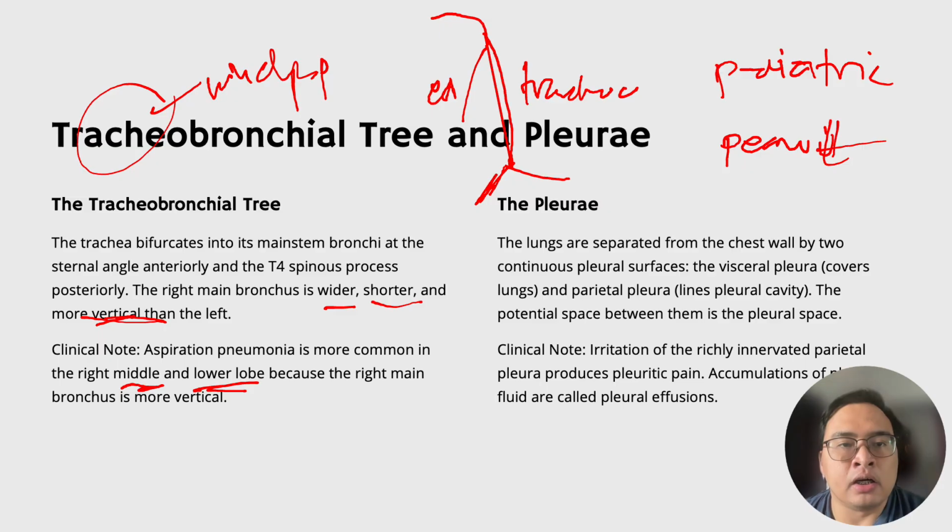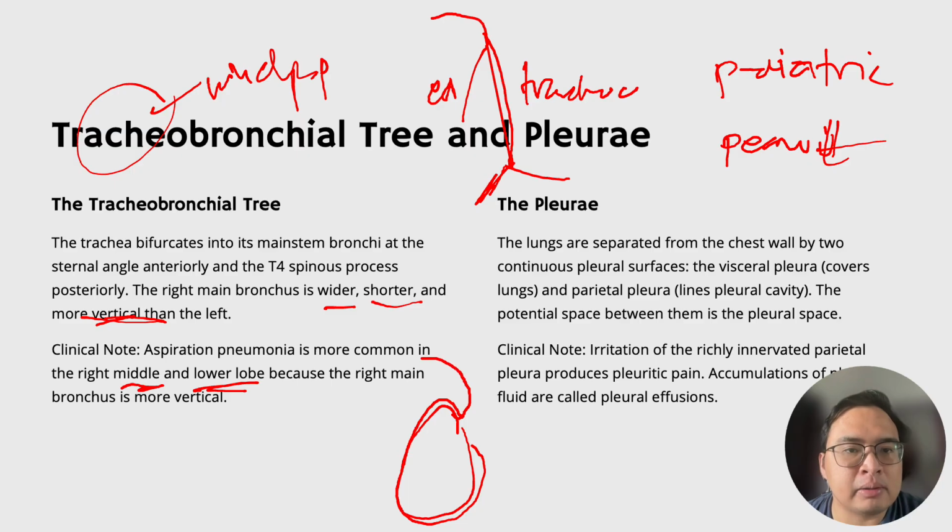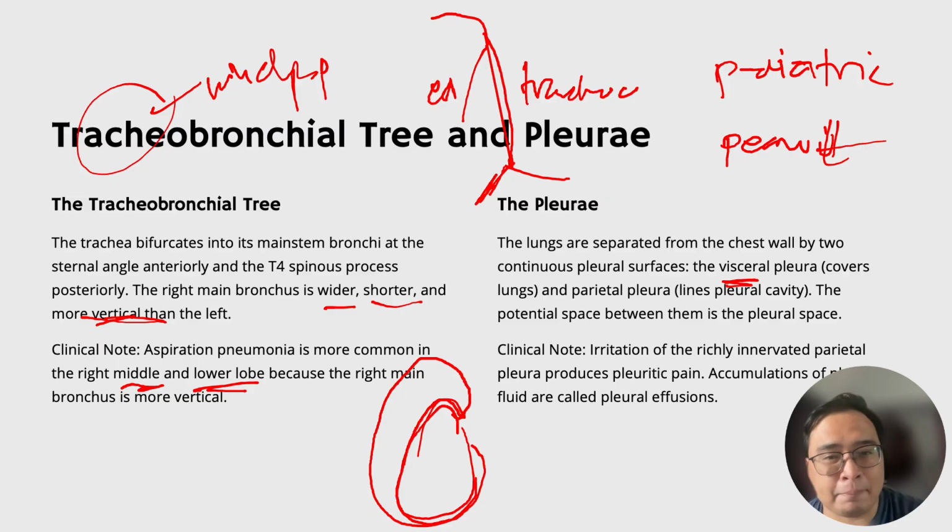Okay? Okay, now let's clarify the pleura. So the lungs are covered by visceral pleura. However, the chest wall is covered by the parietal pleura. Okay? So the visceral pleura is the part that covers the lungs, while the parietal pleura lines the pleural cavity. And take note that they are continuous with each other, and there is also a potential space between them.